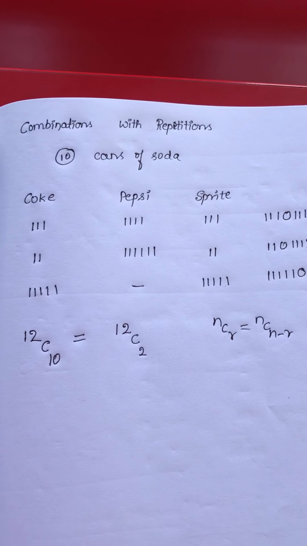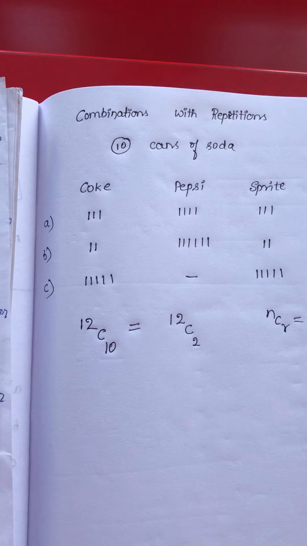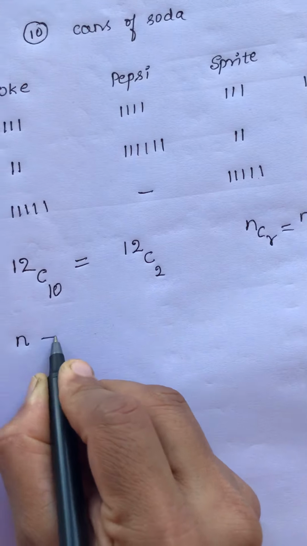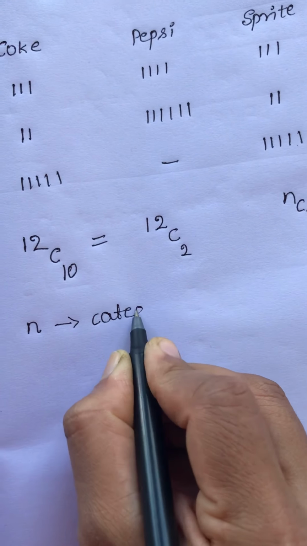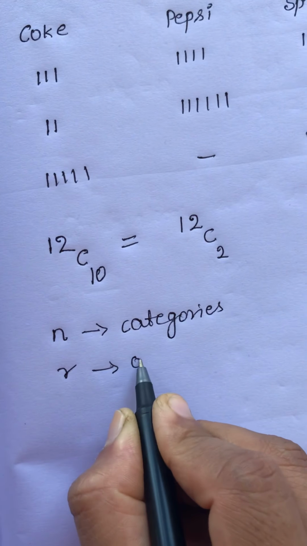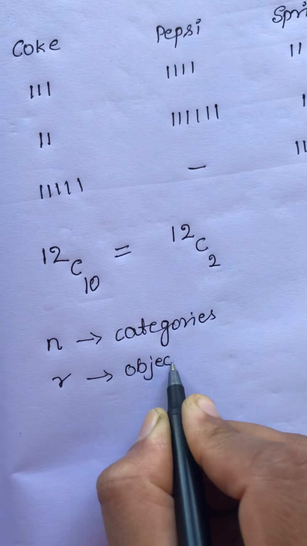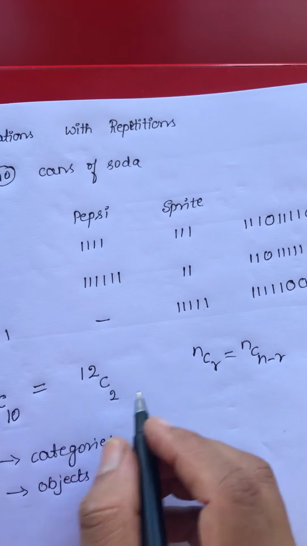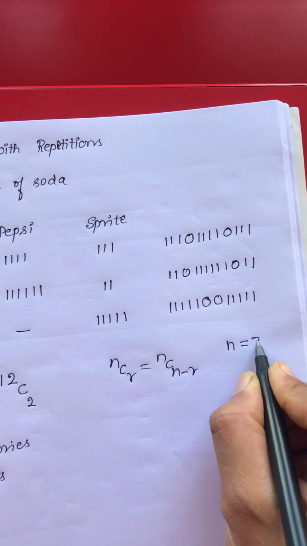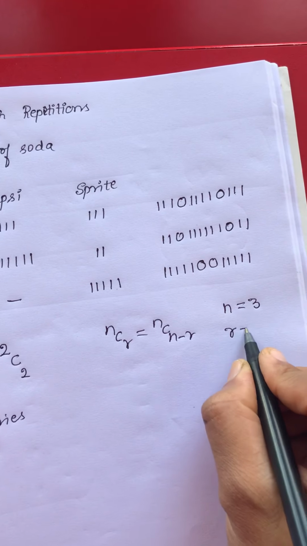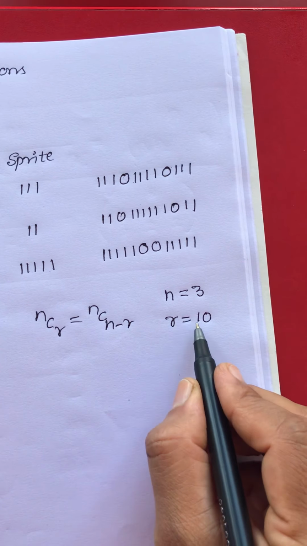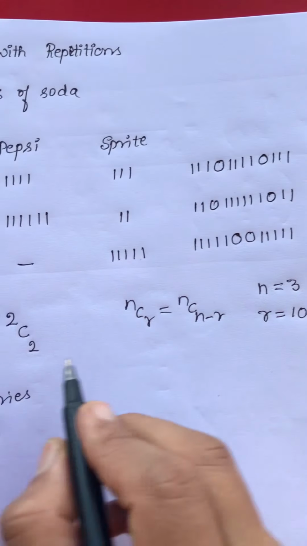Suppose we have some n categories. Here we have 3. In general, if we have some n categories and we have to select our objects, here cans. In this particular example, the n value is 3. Three categories are there and he wants to select 10 cans, so r is equal to 10. So when n was 3 and r was 10, the formula was 12C2.